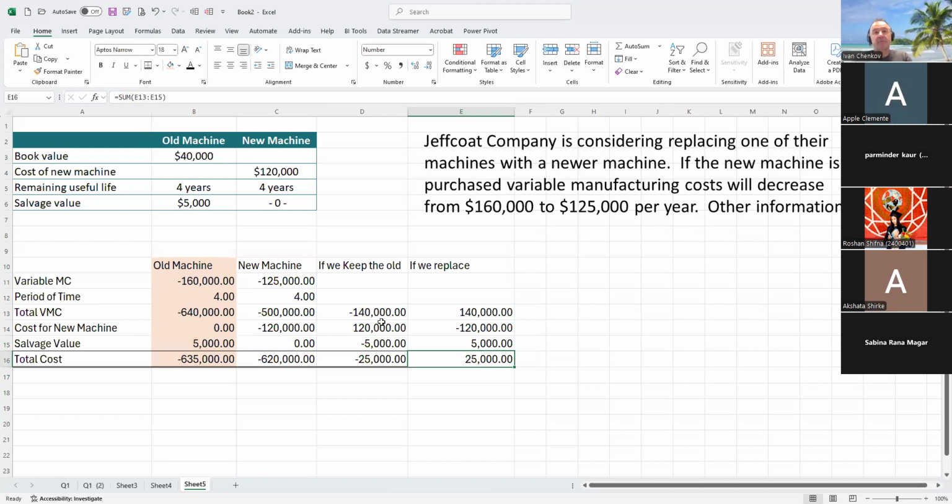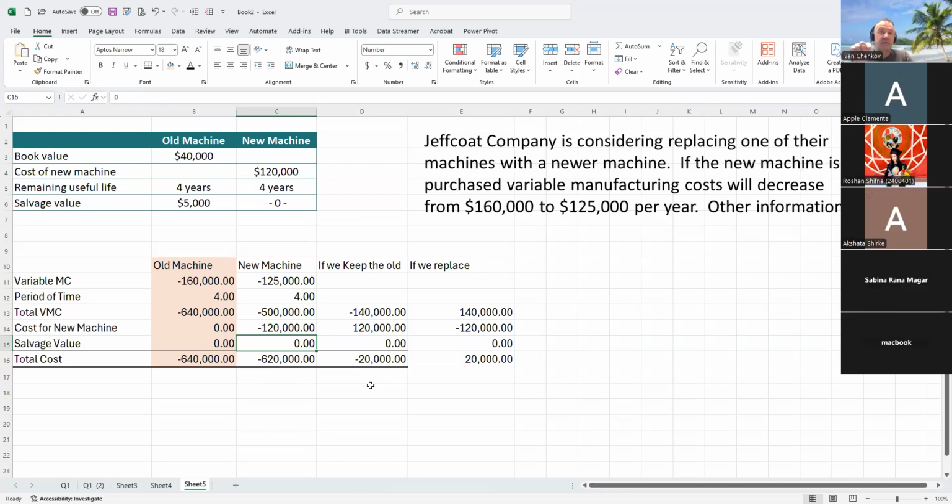Because if I keep the old machine, I'm not going to sell it. So if they keep the old machine, the salvage value is... I'm not going to get this $5,000. I'm going to get the 5,000 only and only if I get the new machine. Make sense? Yes, sir. So that's how it's going to be. That makes more sense, isn't it? And then I can transfer this one, I can transfer that one. And that's how we get the 25,000.